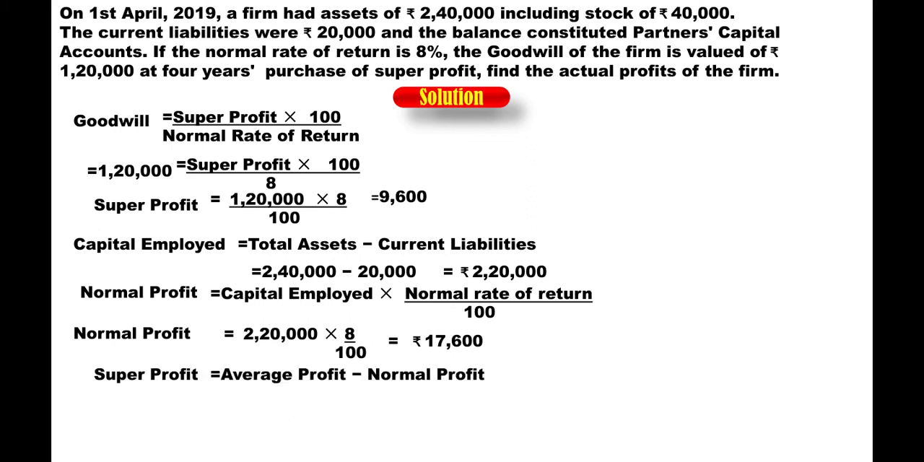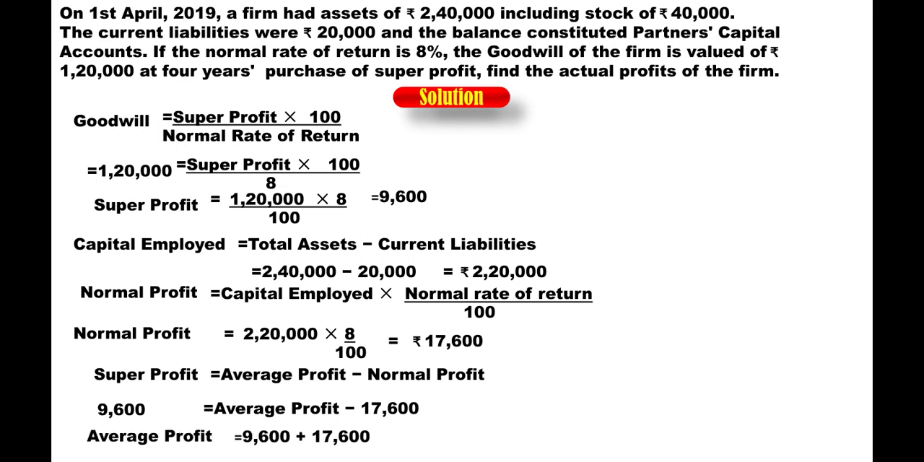Super profit equals average profit minus normal profit. Super profit we have already calculated, that was 9,600. Average profit we need to find out. Normal profit we have also calculated, that is 17,600. By transferring the figure from the left hand side to the right hand side, we can easily get the answer of the average profit. So average profit will be 9,600 plus 17,600 equals 27,200.